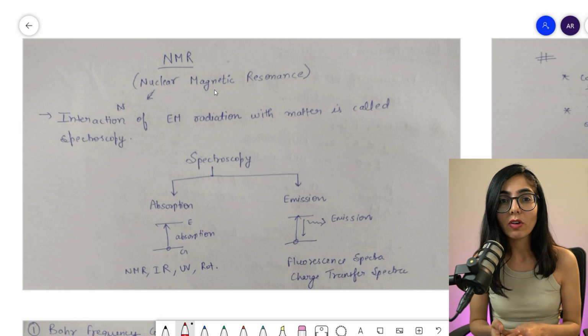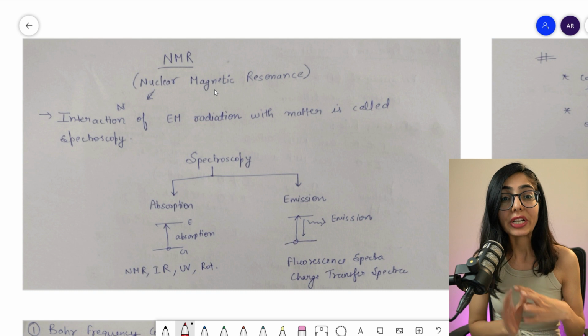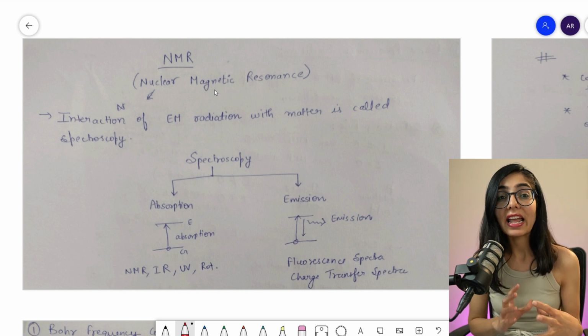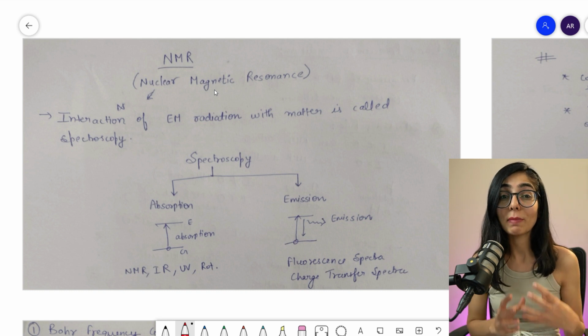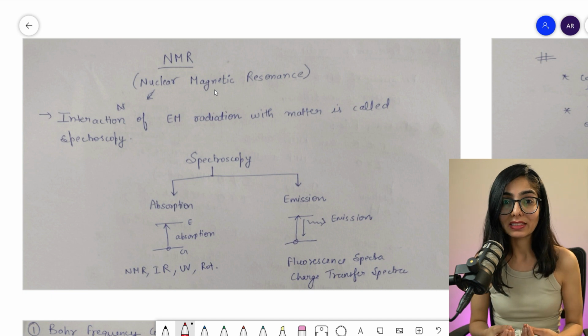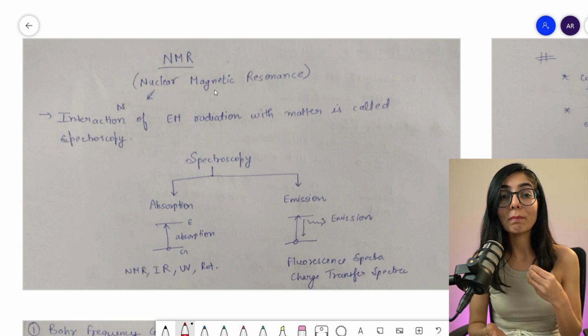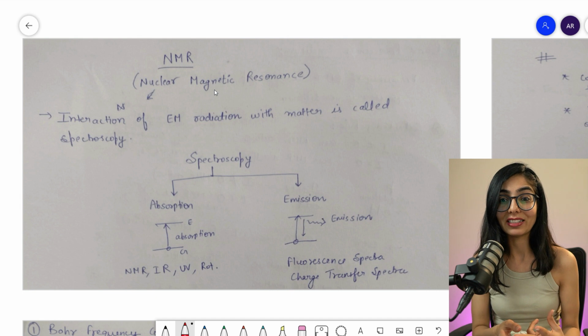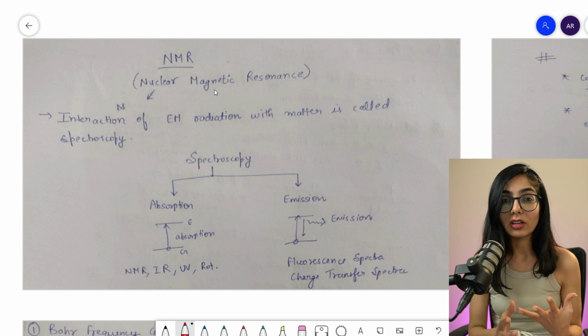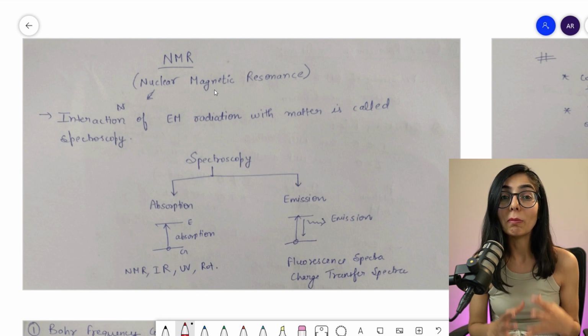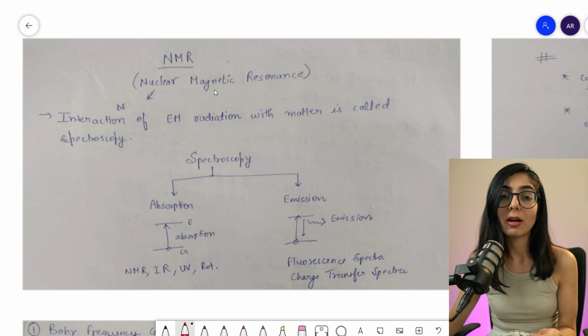So guys, whenever any proton starts rotating in an angular motion, it becomes a magnet. So for any charged species to be a magnet, there are two conditions: that it has to be charged first of all, and it has to be in angular motion. So when a proton rotates, it will act as a small magnet. So that's why we use this term magnetic.